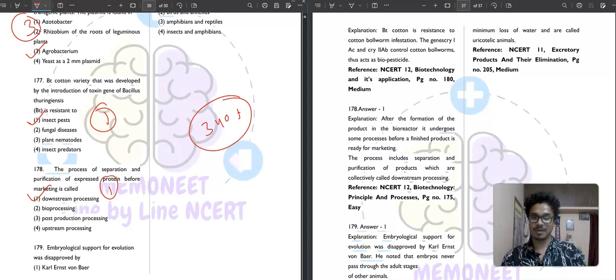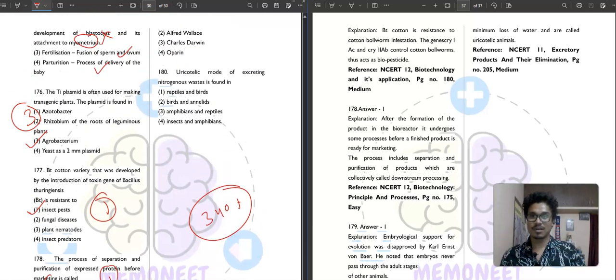Then question number 179. That embryological support for evolution was disproved by Karl Ernst von Baer, and let me see the other options: Alfred Wallace, Charles Darwin, or Oparin. So embryological support for evolution was disproved by Karl Ernst von Baer. You know that. He noted that embryos never pass through the adult stage. So first option is your correct answer.